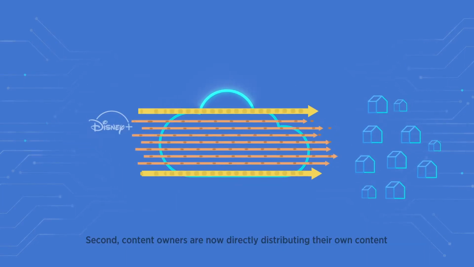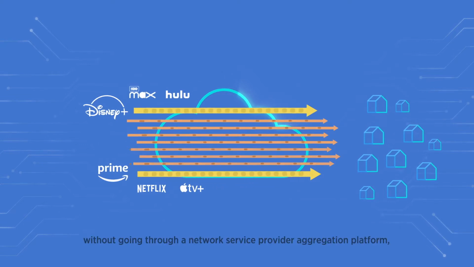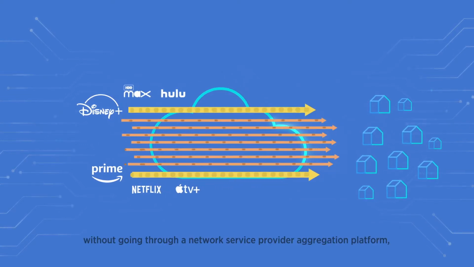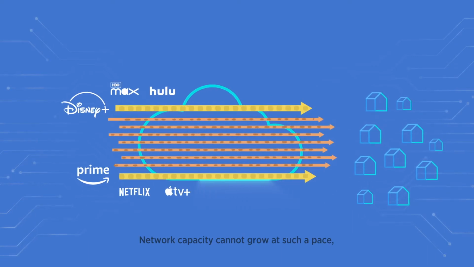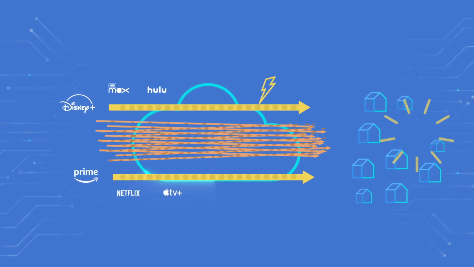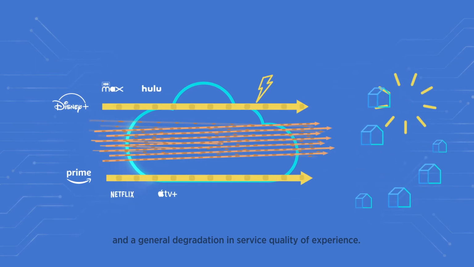Second, content owners are now directly distributing their own content without going through a network service provider aggregation platform, which accelerates the phenomenon. Network capacity cannot grow at such a pace, leading to more frequent congestion and a general degradation in service quality of experience.